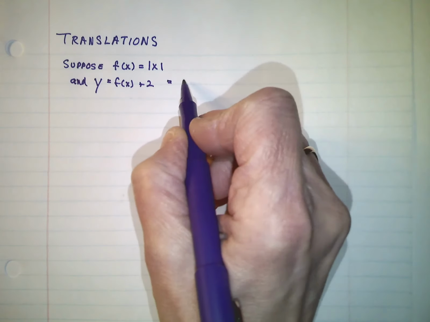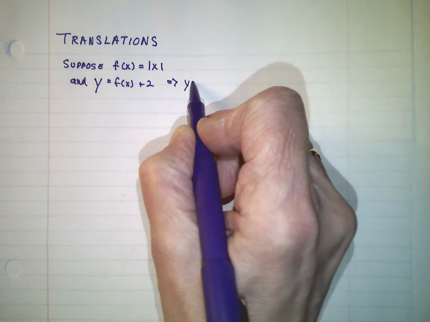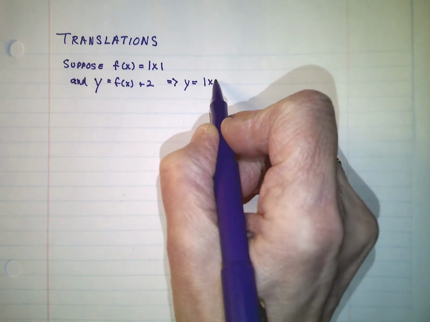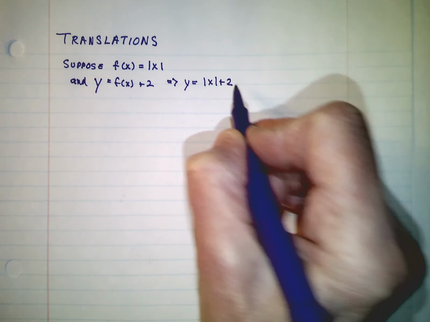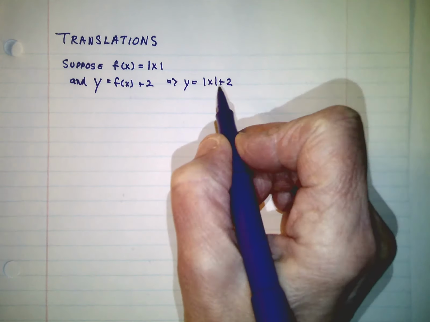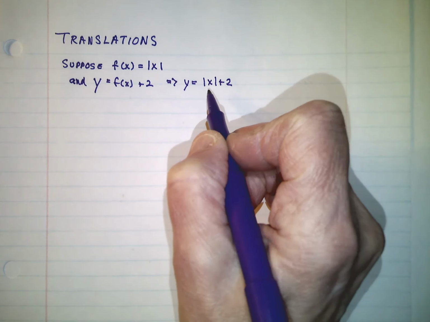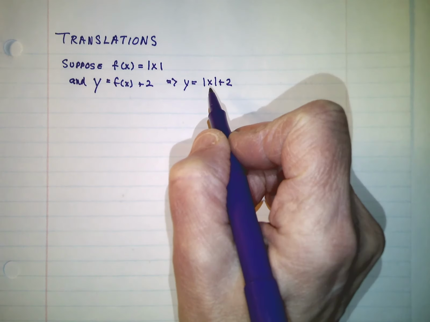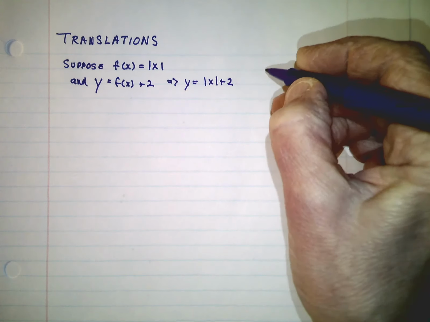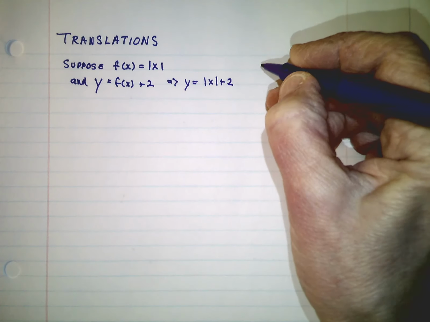So that's just going to be y equals the absolute value of x plus 2. What do you think is going to happen to the graph? I mean, you know what the absolute value graph looks like. What do you think is going to happen to the graph in your head? What's your prediction? Well, let's check it out.